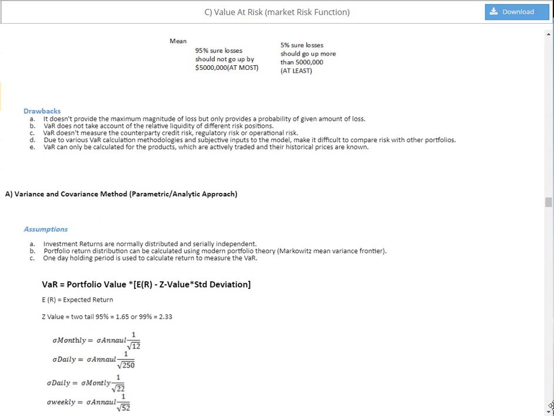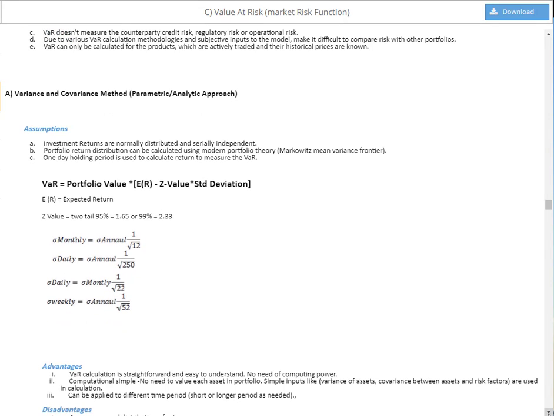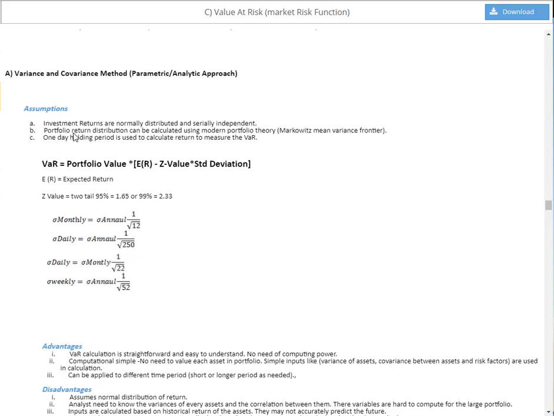There are three major approaches to calculate VAR. The first one, a very famous one, is the variance and covariance approach. It is also called the parametric and analytic approach. There are a few assumptions: investment returns are normally distributed and serially independent. That's the basic assumption of this method. Portfolio return distribution can be calculated using modern portfolio theory, the mean variance frontier theory, which we studied in the past. A 1 day holding period is used to calculate the return to measure VAR.